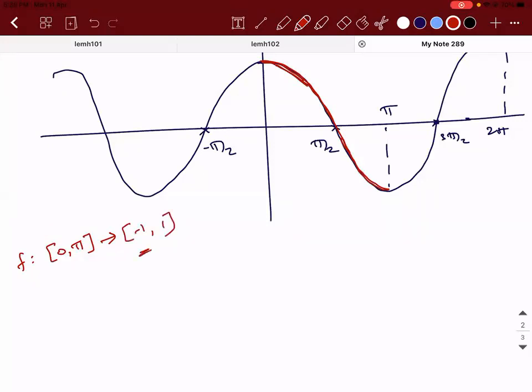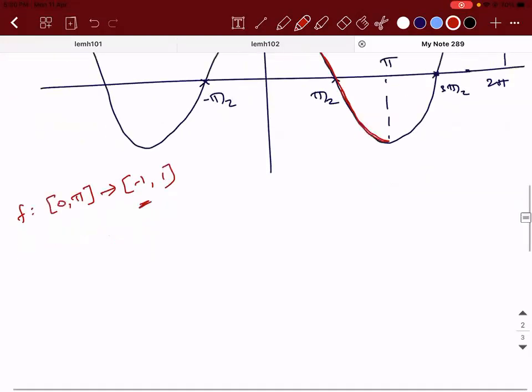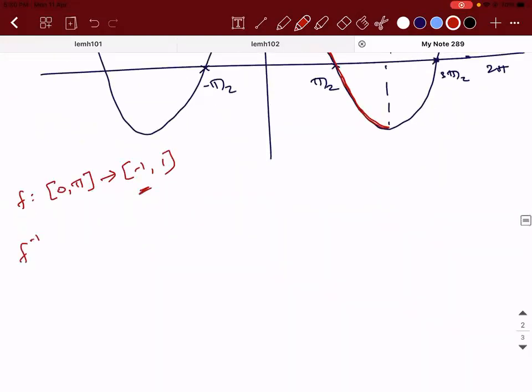If I do this kind of restriction, then I can say that this function is one-to-one and onto. That is, it's bijective and it will have an inverse. So what will be the inverse of this function? Minus 1 to 1 to 0 to pi. Clear? So this is what happens.